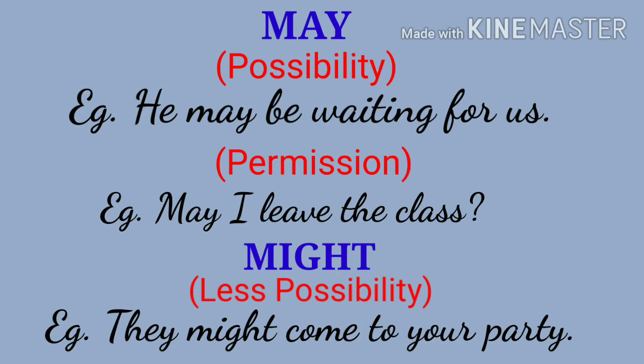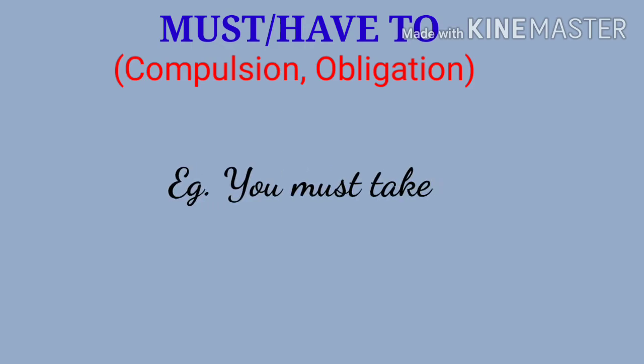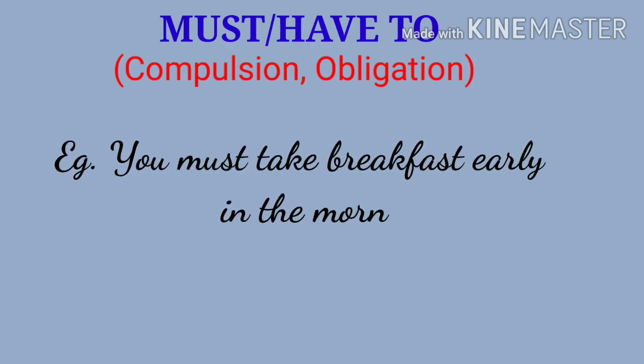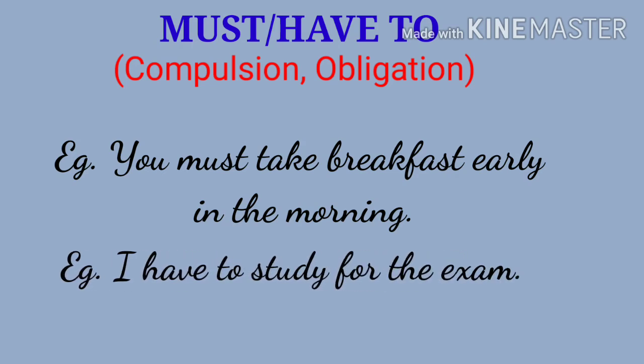Now the next modal auxiliary that we are going to see is must or have to. These modal auxiliaries are showing compulsion and obligation. You can see an example here. Example is, you must take breakfast early in the morning. Here must is showing you compulsion, obligation. You can see one more example. I have to study for the exam. In this way, have to is showing you obligation.